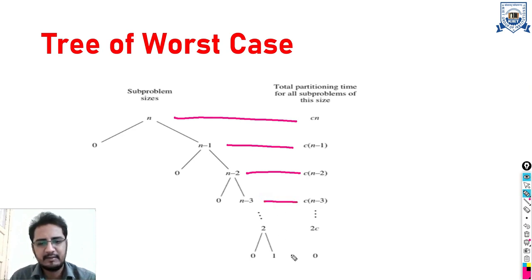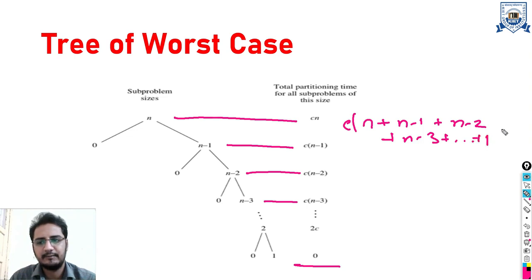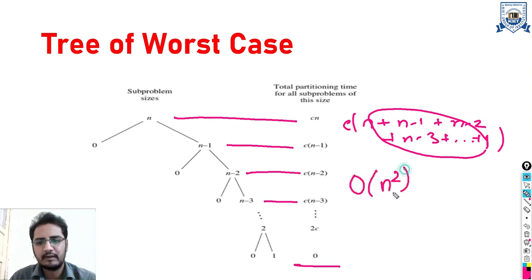Similarly, when you add it up, you will get Cn plus n minus 1 plus n minus 2 plus n minus 3 till this one. So this is the sum of n natural numbers. Okay, and the complexity to add the sum of n natural numbers is order of n square.